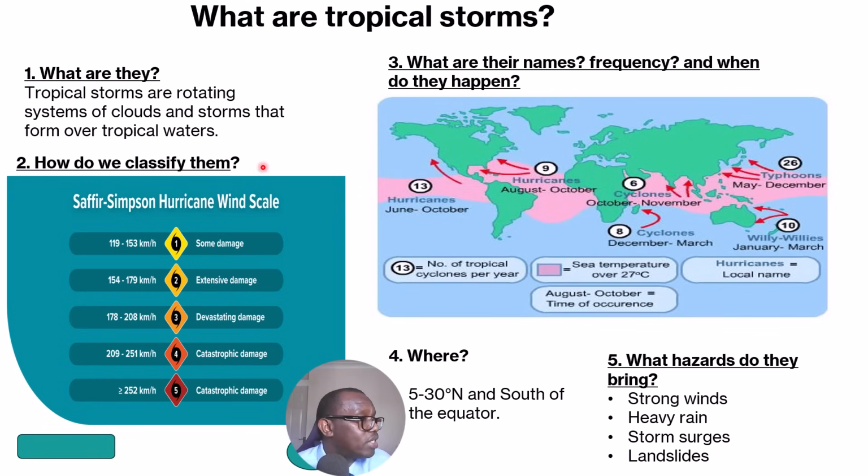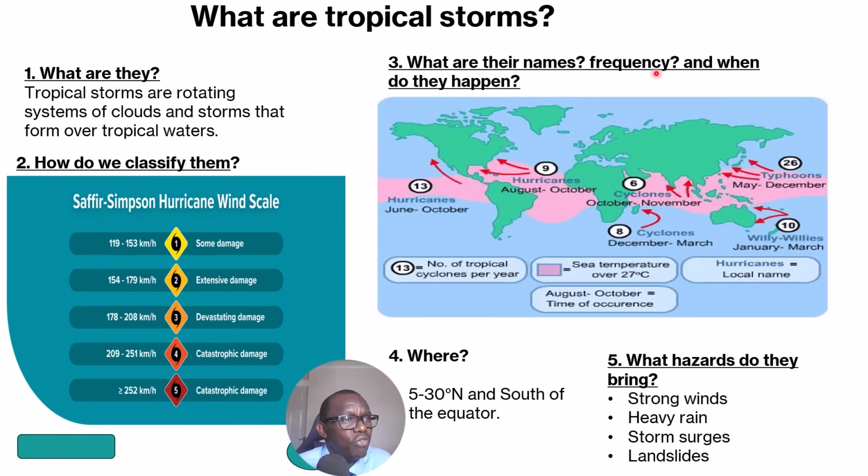Then how do we classify them? We use the Saffir-Simpson scale. As soon as the wind speeds reach at least 119 kilometers an hour, it now becomes a tropical storm and can be categorized on the Saffir-Simpson scale. So the first category here, as you can see, is between 119 to 153 kilometers an hour, where you have some damage. Then the next category, extensive damage, devastating damage at the third category. And then fourth and fifth categories have got catastrophic damage. And like you can see that the wind speeds increase as you go up the scale.